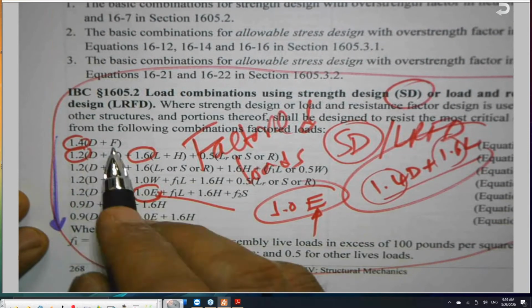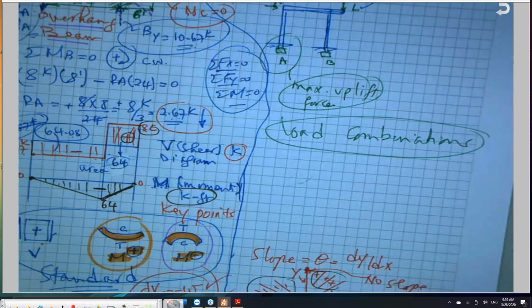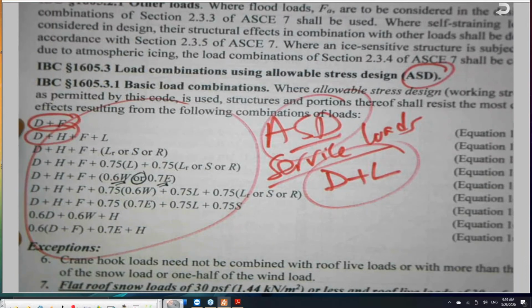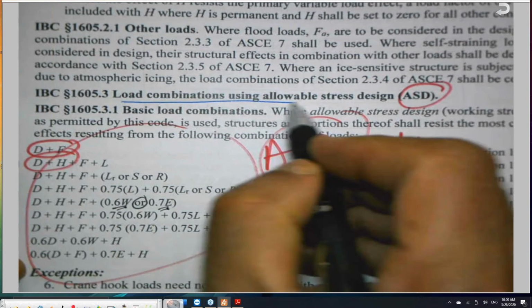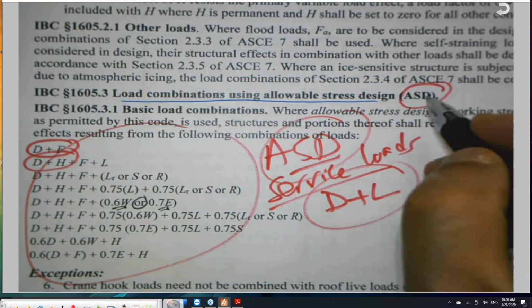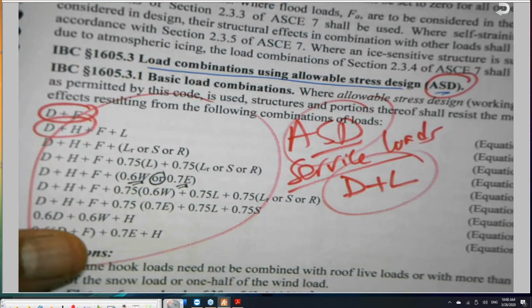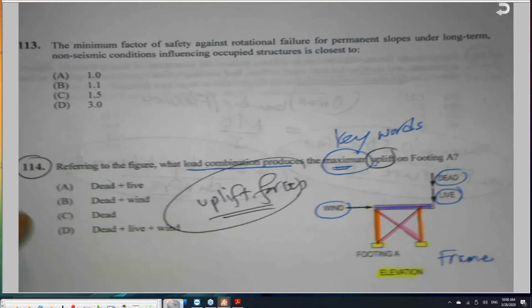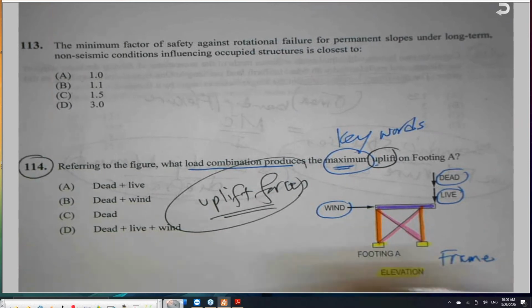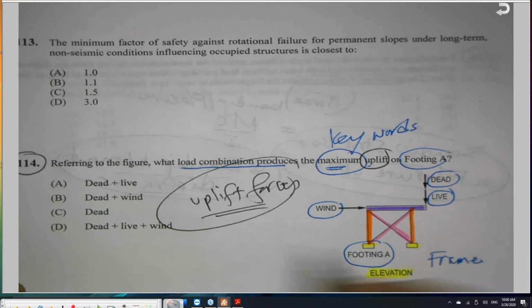1.4 dead plus F, dead plus live plus all these load combinations, you already saw before. And here is another set of equations, load combinations. They call them load combinations using the allowable stress design, because we have two systems, ASD and LRFD. For this problem in the NCEES book, it is asking what load combinations should be applied in order to get the maximum uplift force of footing A, this footing here.